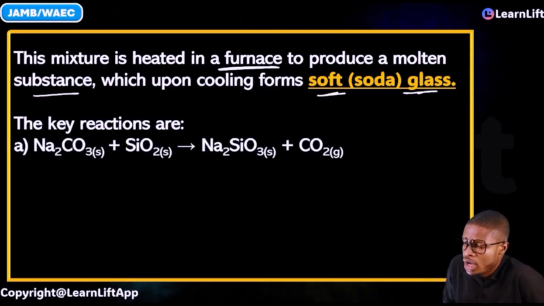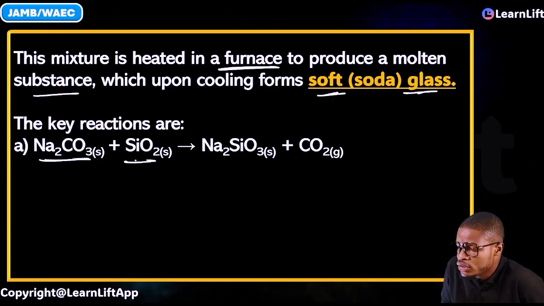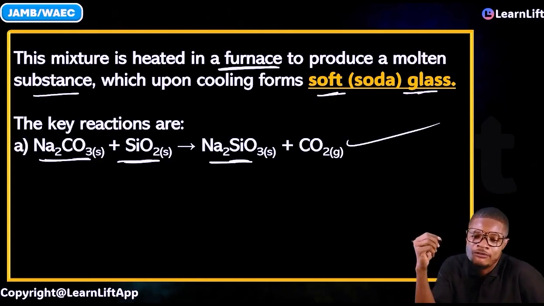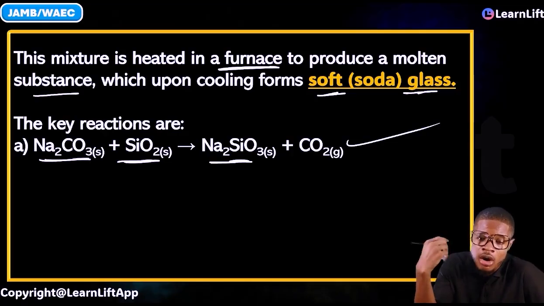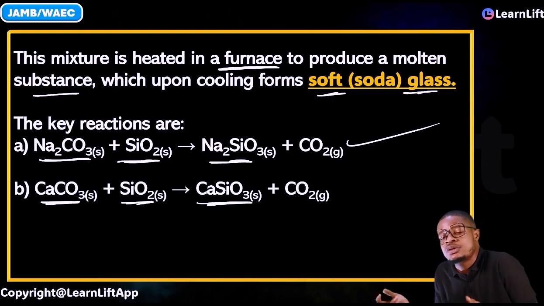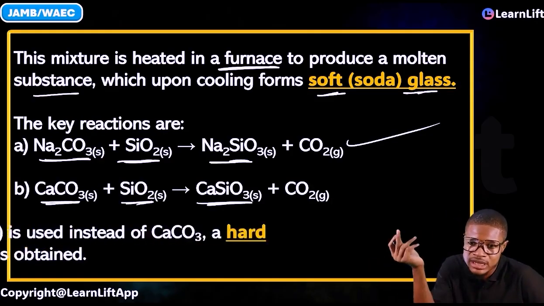Now, don't forget, what is the reaction that is involved there? They're very simple. All you need is your Na2CO3, right? Heat it with your silica. When you do that, what are you going to have? Na2SiO3 plus your carbon dioxide gas that will be involved at the end of the day. Or maybe you just carry your CaCO3, right, and then you heat it with your silica. What is it going to give you? CaSiO3 plus your CO2 gas. That's all you need there, very quickly.